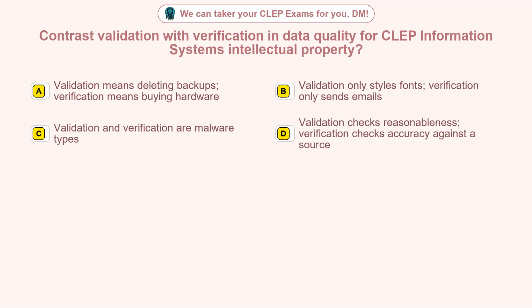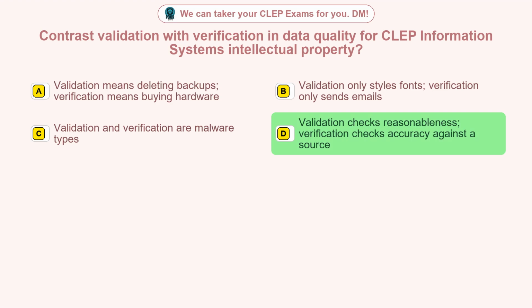Question 87. Contrast validation with verification in data quality for CLEP Information Systems intellectual property. Option A. Validation means deleting backups. Verification means buying hardware. Option B. Validation only styles fonts. Verification only sends emails. Option C. Validation and verification are malware types. Option D. Validation checks reasonableness. Verification checks accuracy against a source. The correct answer is Option D.